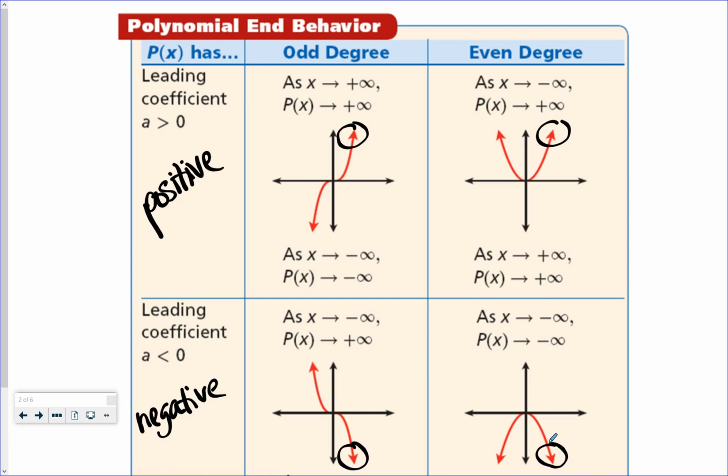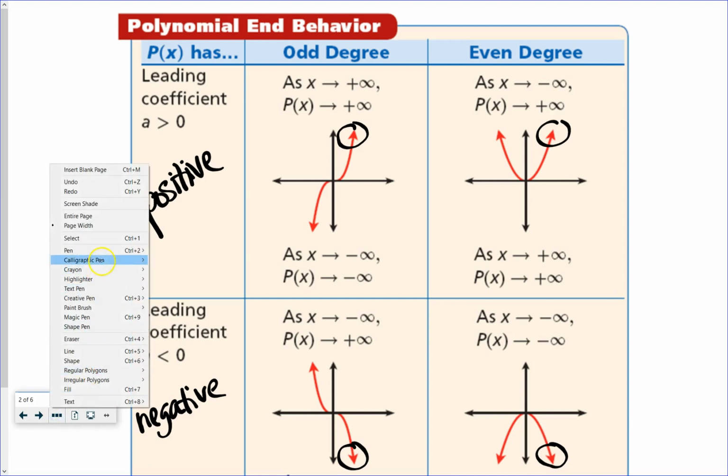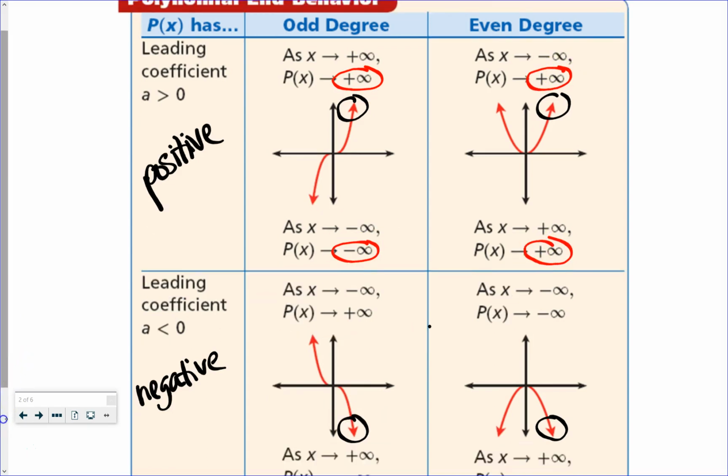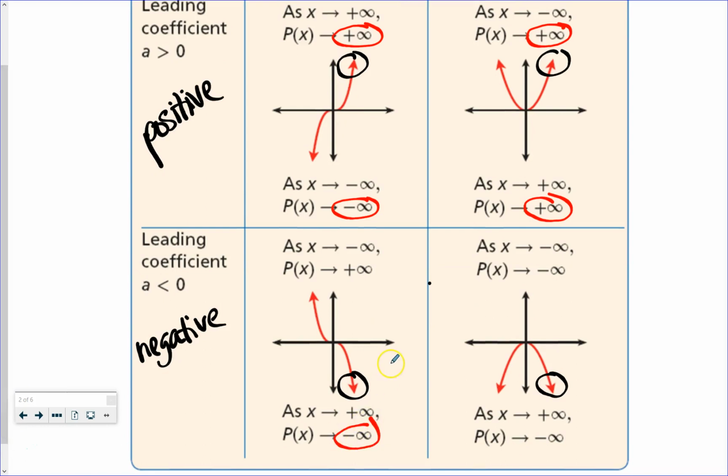We always have as x goes negative and as x goes positive, okay? That will always be the same. What you fill in is where the graph is actually going, okay? So you fill in these pieces. These are the only pieces that will change each time, okay? Where your graph is going.